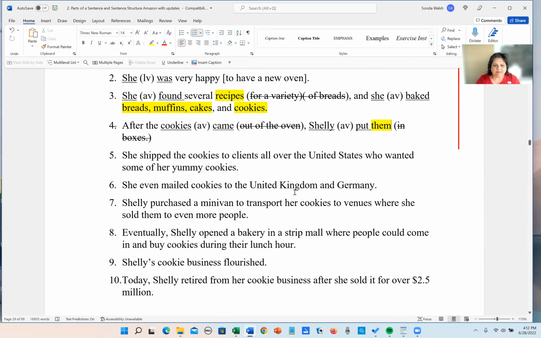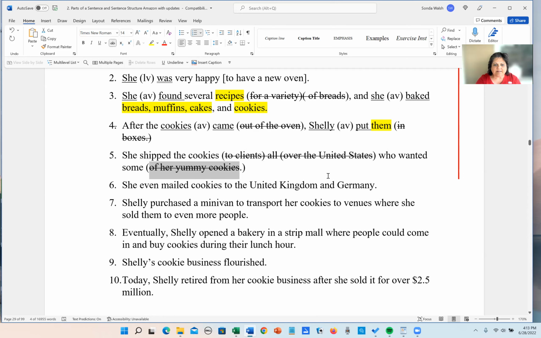Number 5, we find our prepositional phrases. To clients and all over the United States is a prepositional phrase. And of her yummy cookies is a prepositional phrase. So we can mark through those. We will not find our direct object or our subject in those.